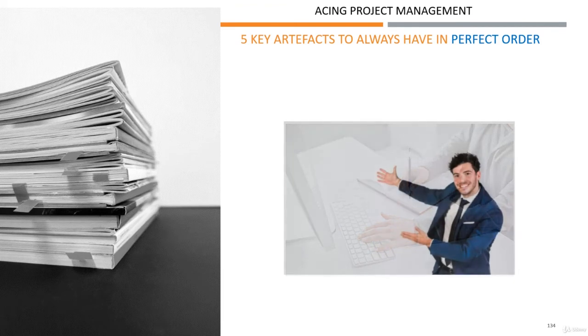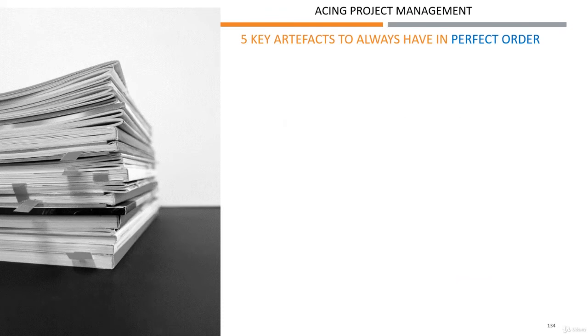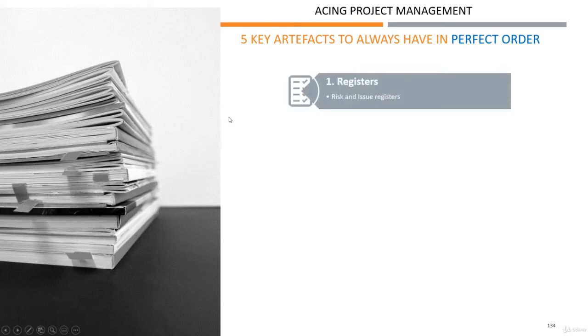So this is why I will list you those, and I will give you after the reason why. I will go into a little bit more detail on each one of the artifacts, and I will tell you why I believe they need to be kept in good order. So the first one is the registers. The risk and issue registers need to be up to date.